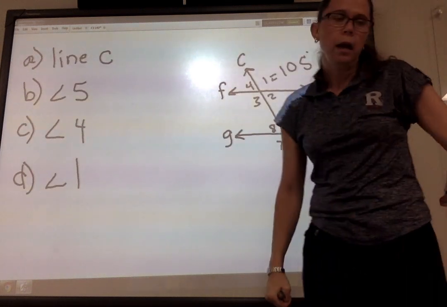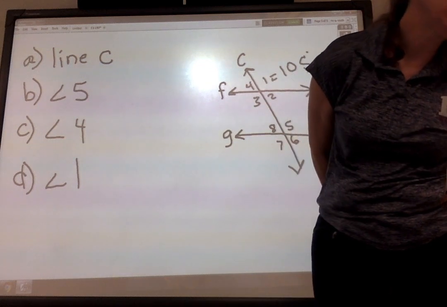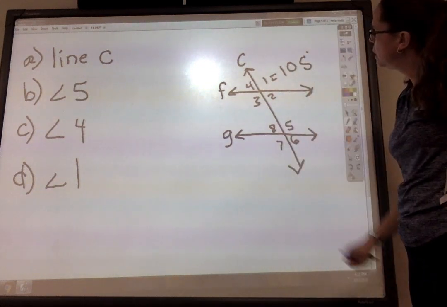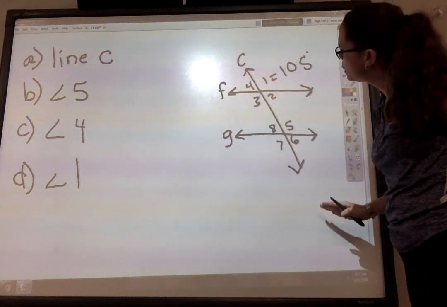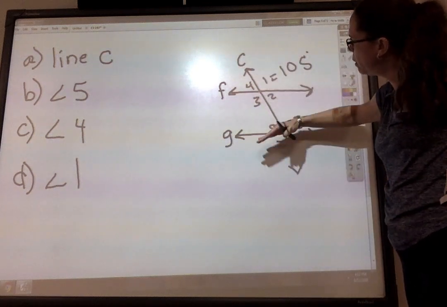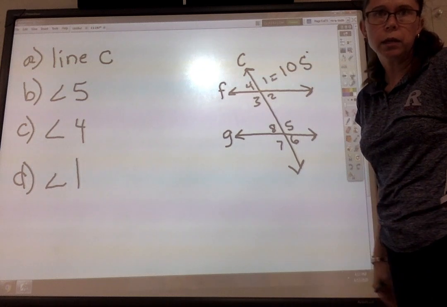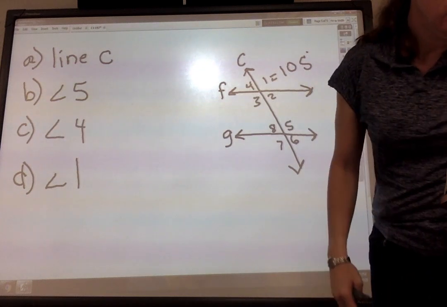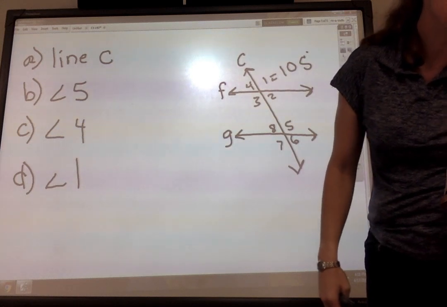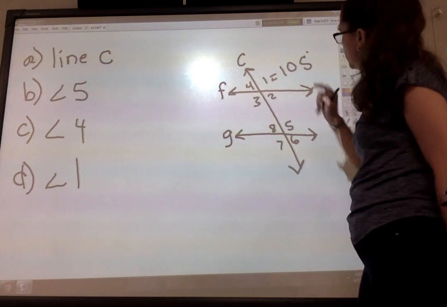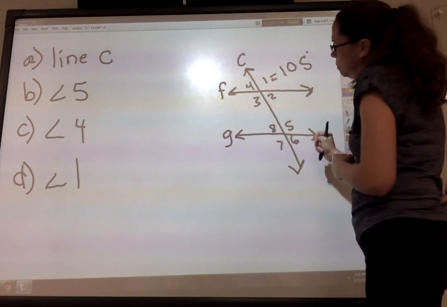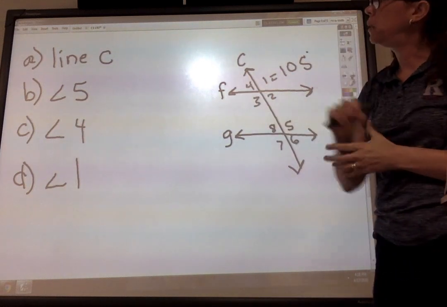Okay. A says, which line in the figure is the transversal? Here's our figure, okay? The transversal is line C. F and G are the parallel lines. Line C intersects the lines. B, which angle is an alternate interior angle to 3? So here's angle 3. I need the alternate interior angle. It's angle 5, okay? Angle 5.